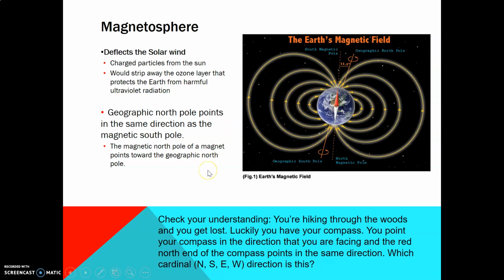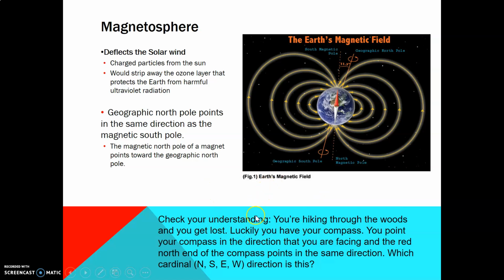Actually, let's try to do this one together. You can answer this on Edpuzzle as well. You're hiking through the woods and you get lost. Luckily, you have your compass. You take out your compass and you notice that the north end of your compass is pointing in the direction that you're facing. So what direction are you facing?